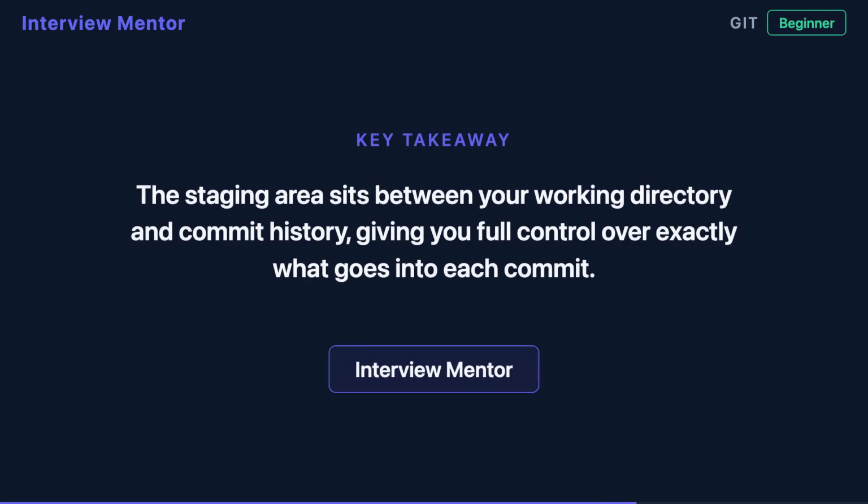The staging area is Git's middle layer. Git add to stage, git status to review, then commit only what matters.